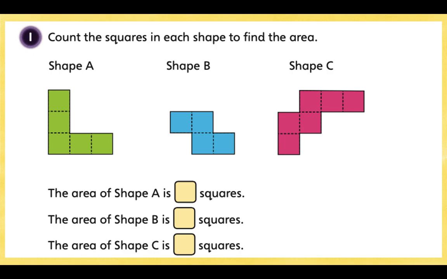So let's start. The area of shape A is 5 square units. So 1, 2, 3, 4, 5. If you got 5, that is correct. Let's go to B. 1, 2, 3, 4. The area of shape B is 4 squares. And let's go to shape C. 1, 2, 3, 4, 5, 6. So the area of shape C is 6 squares.